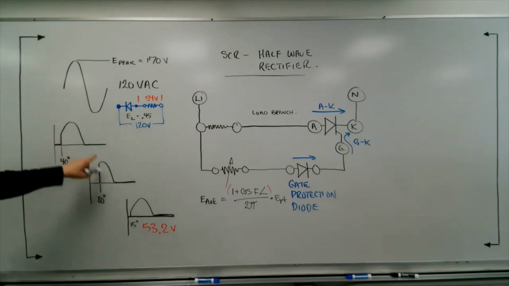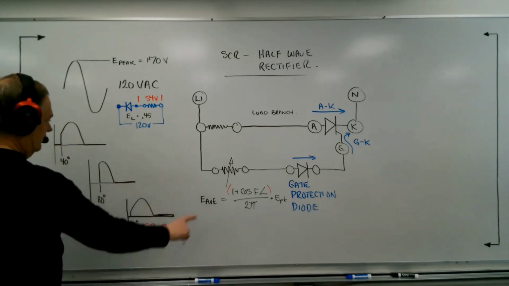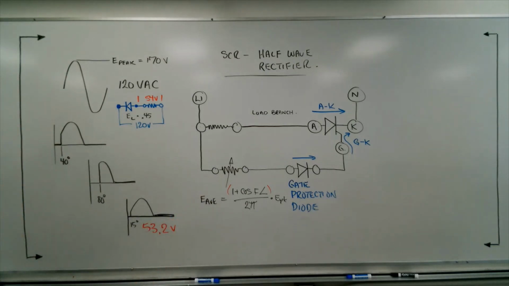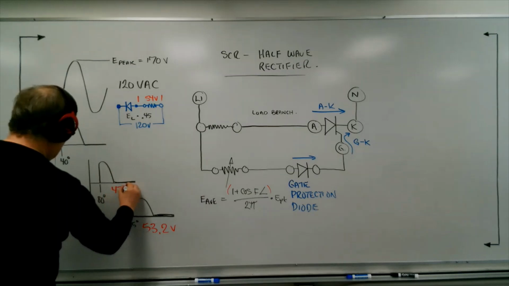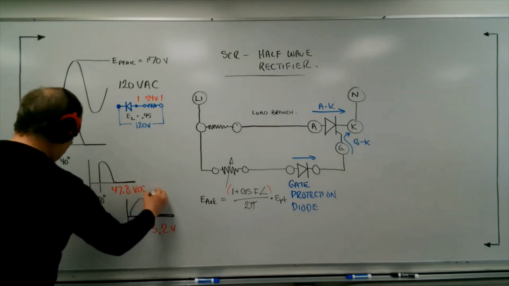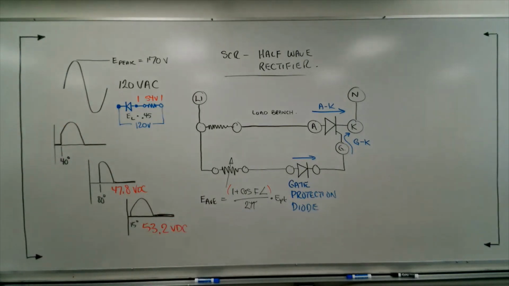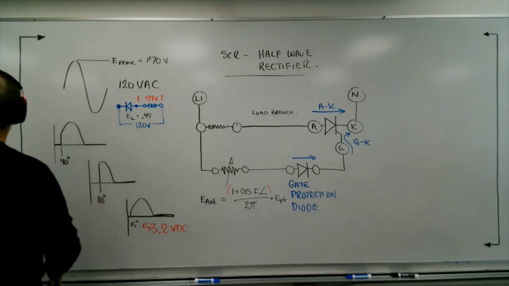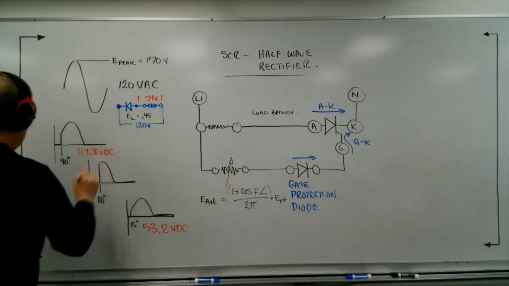Let's take a look at the 40 degrees. Now we're delaying up to 40. So if you go 1 plus the cosine of 40 degrees divided by 2 pi times the peak of 170 volts, at 40 degrees you're going to see that we are now at about 47.8 volts DC. This is the average voltage that we see across the load. Oh, sorry, I wrote that in the wrong spot. That is the 40 degrees. So the 40 degrees is 47.8 volts DC.